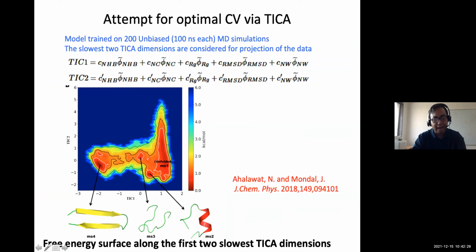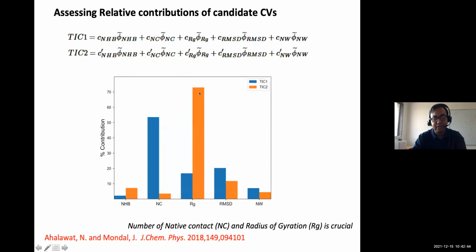And as an added benefit, what we found is that using these linear approaches, once you are prepared with the projections, you can also look at the relative contribution of each of the coefficients that is present in this optimal CV. That way we could at least ascertain that, in these cases, maybe the number of native contacts or the radius of gyration for this particular protein would be crucial to get the most important states out there. So this is maybe a systematic way to figure out how to think about the collective variables.